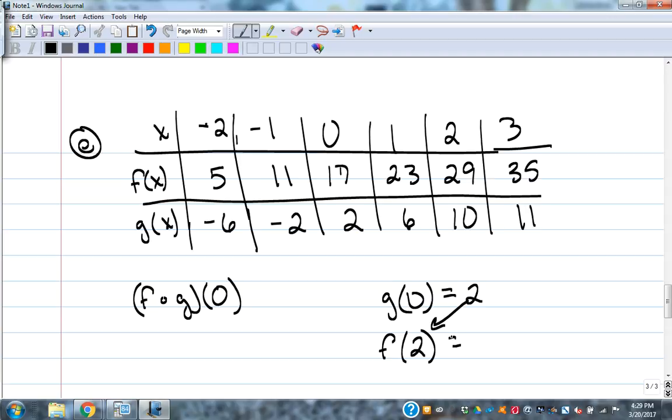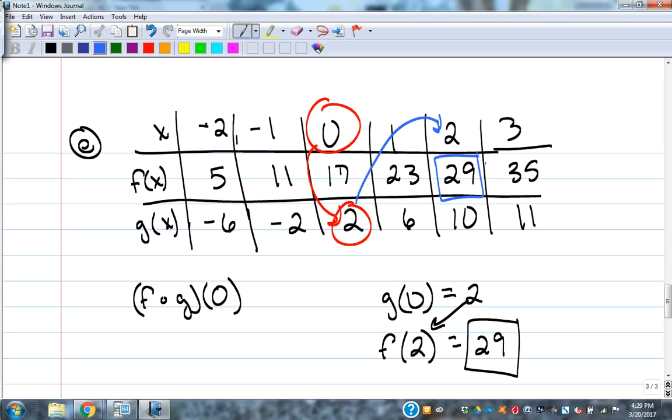It's going to be the x value now. So we go to the x value of 2, which gives us the y value on f of x of 29. And that's our final answer. So that maps to that. This goes up here to this, which maps to that. It's like chasing it around with the functions.